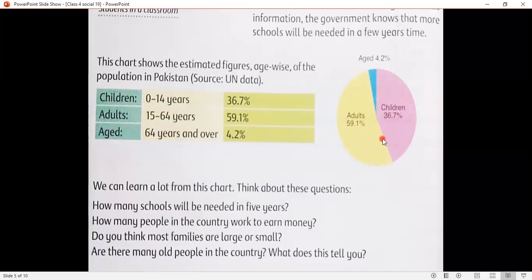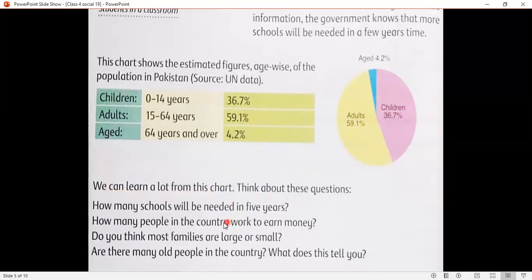Here you can see in the pie graph, children are 36.7% and adults are 59.1% and old people, aged people are 4.2%. So from here, we can learn a lot from this chart.